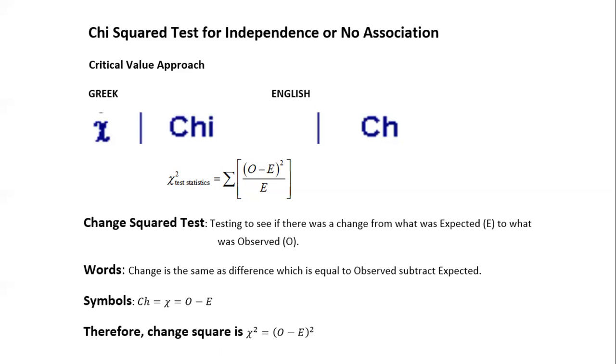And because you're basically testing whether there was a change, starting with ch, the Greek counterpart for ch was used, and that's where the namesake comes from. Could be, because that's what this test is about: testing whether there was a change from what you expected to what you are observing. Here we're going to discuss the chi-square test for independence or no association.